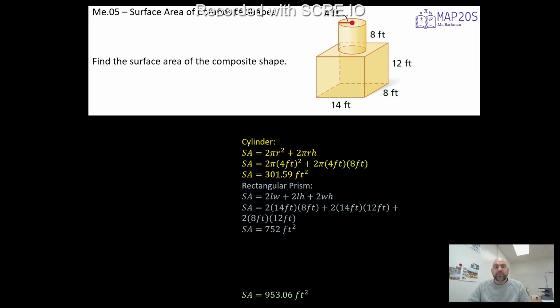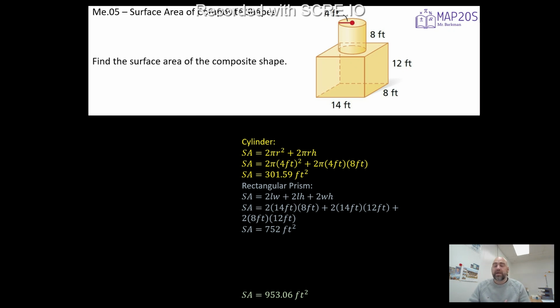Now, the rectangular prism and the cylinder are attached to each other on that circular side. So on the base side, the two are combined together, which means that we cannot see that side of the cylinder, nor can we see that circle area on the rectangular prism. What it means is that we need to subtract some piece off of the cylinder and subtract that same size piece off of the rectangular prism.